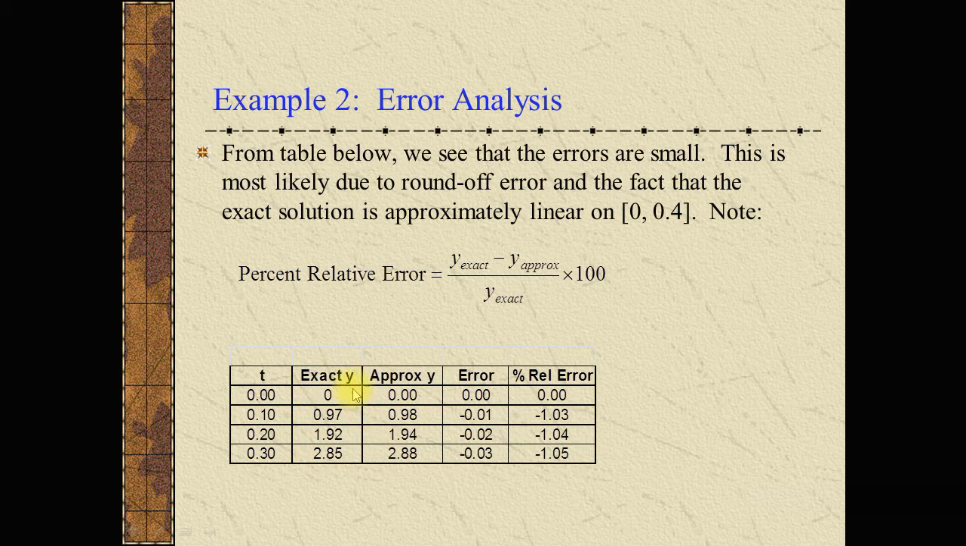Now the error between the exact and approximate solution, you see here, this is the error, and the percent relative error is given by this formula: exact solution minus approximate solution, divided by exact solution, multiplied by 100. So this is the percentage relative error. So in this problem, the exact solution and the approximate solution are very close to each other.